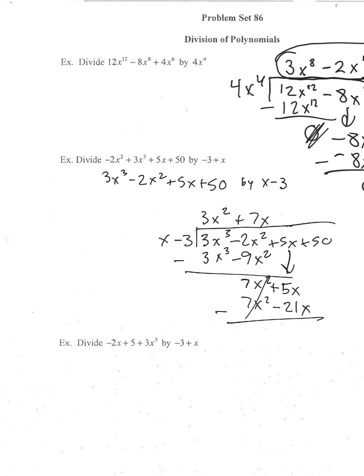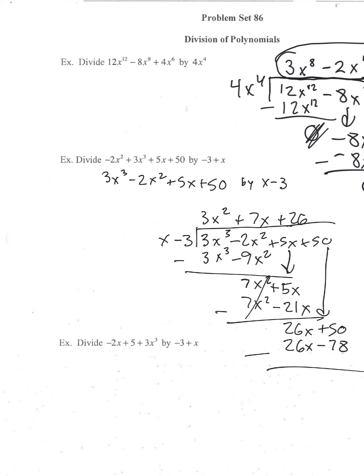First terms 0 out. 5x minus negative 21 gets us positive 26x. Bring down our 5. X minus 3 goes into 26x plus 5. So I again focus on those first terms, the x and the 26x. X goes into 26x 26 times. So I put plus 26. 26 times x minus 3 is 26x minus 78.